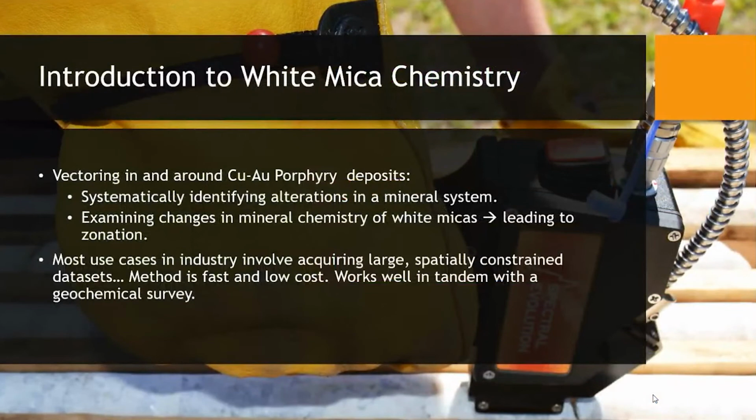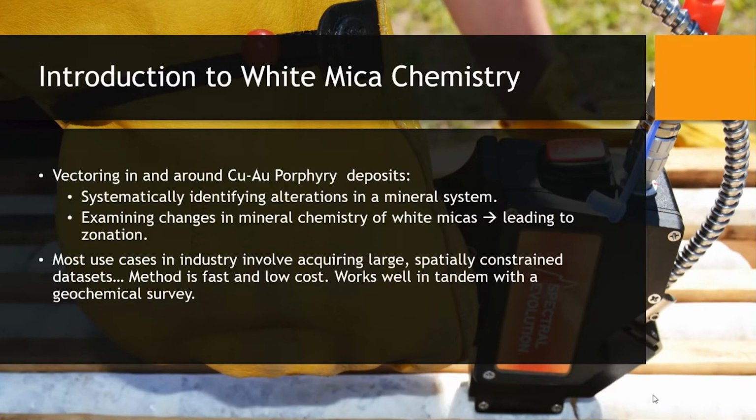So why do we care about white micas and why are they important? You can actually use the presence of white micas to vector in and around copper and other porphyry deposits, for example. This is done by systematically identifying those certain alterations in a mineral system and examining the changes in mineral chemistry of the white micas, which will then lead you to that zonation that you're looking for.